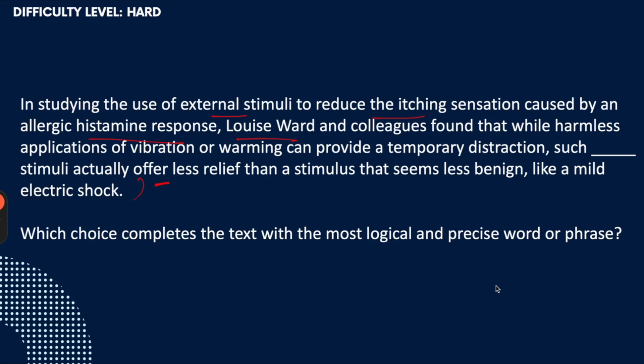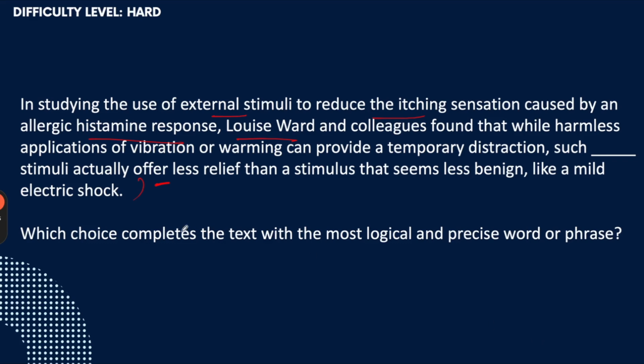Now, with this understanding, let's try to pre-think the word that can fit in the blank space. We know from the context that these stimuli, though meant to be harmless, are not as effective as they should be. They distract from the discomfort but don't relieve it as much as expected. The word to complete this sentence should reflect the idea that these stimuli are perceived as weak, but that weakness is not actually helpful. A word that could fit here might describe that these stimuli are ineffective, but not in a beneficial way. Right? They're harmless, but they're not effective. Not in a beneficial way.